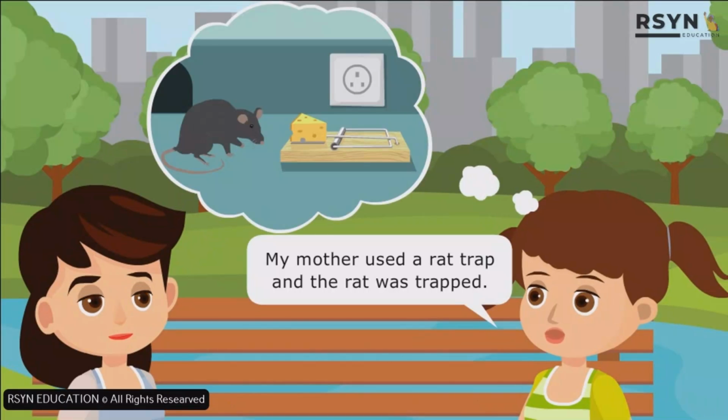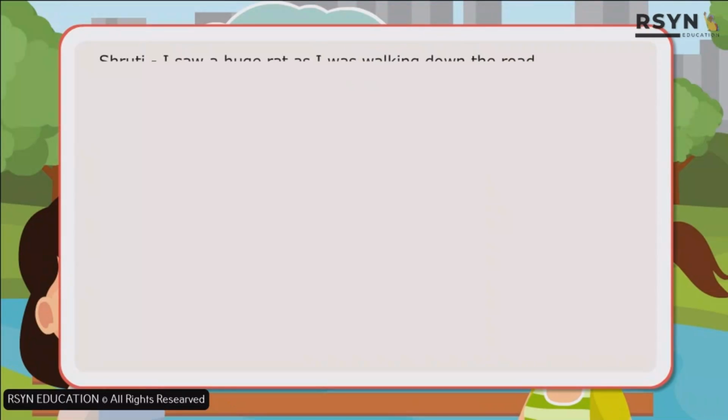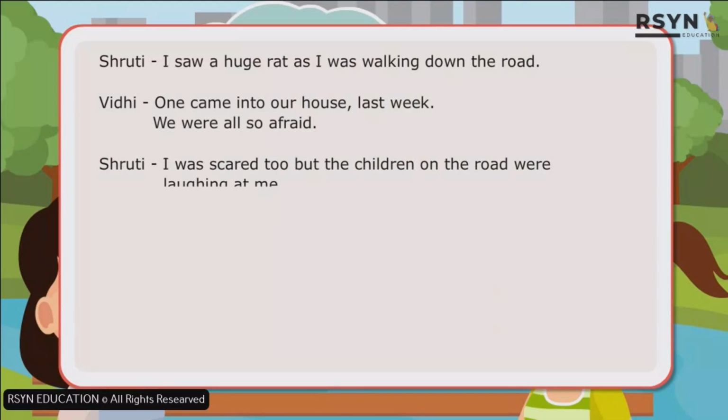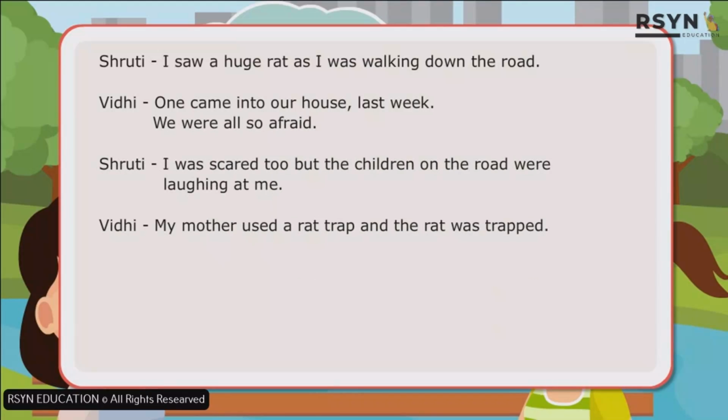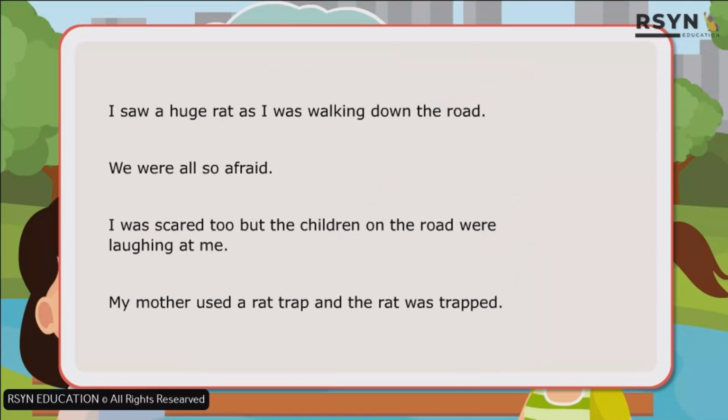In the dialogues, the girls have used was and were to describe something, with ing verb to form past continuous tense, and with the past participle to show passive voice. Here are examples of sentences with was and were. I saw a huge rat as I was walking down the road. We were also afraid. I was scared too, but the children on the road were laughing at me. My mother used a rat trap and the rat was trapped.